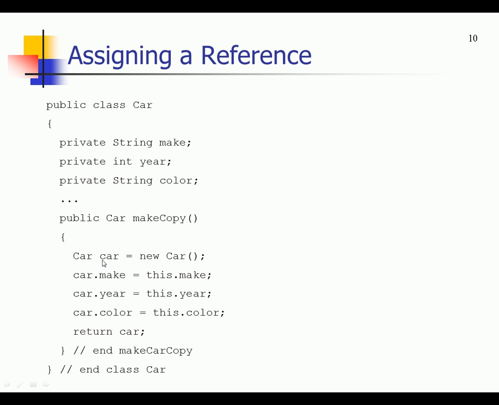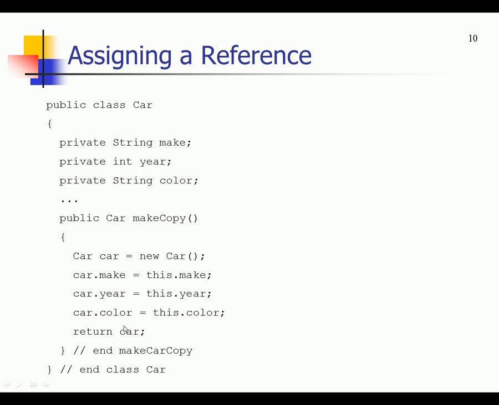So we went out to memory and made a brand new car. We called it car. It's brand new, it's equal to a brand new car, it's just got nothing in it yet. Then we said that car's make is equal to this make. What is this make? Since we called it from the John car, it's equal to the make of John's car. And we said car.year is equal to this year. Since we called it from the John car, this year is John's year. So this new car's year is equal to John's year. We're saying this color, again we called it from John, so whatever John's color was is now equal to the new car's color. So the new car is the same make, year, and color.